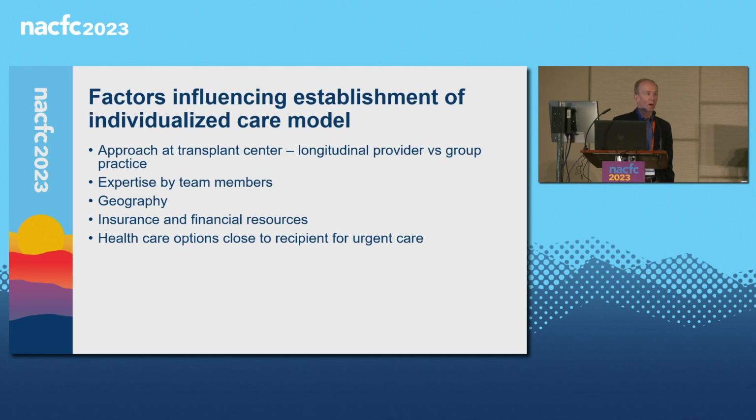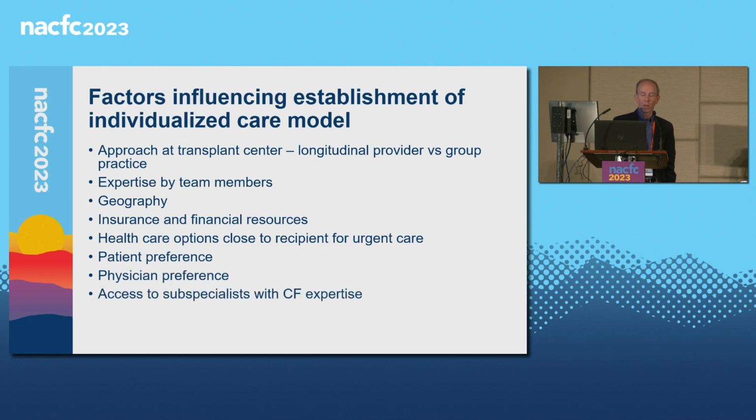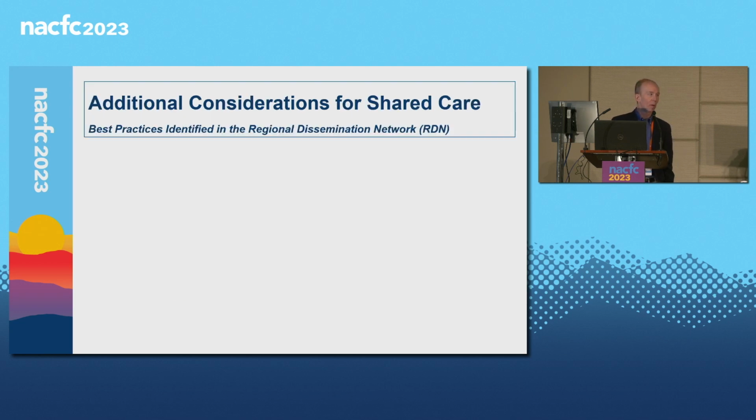We always ask for healthcare options and have clear healthcare options for people who have urgent needs, so they're not caught in the middle of the night when somebody gets short of breath, that they have a place to go and they clearly have communication methods back to the transplant center. Patient preference, physician preference, those all should be considered, as well as access to subspecialists with CF expertise. Most CF centers have that to a great degree. Some transplant centers do, others do not. And then the person's social support can guide what kind of individual care model is important.